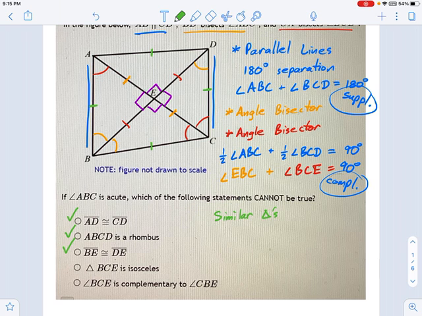BCE isosceles. I don't think so. And the reason I know BCE is not isosceles is because this angle and this angle and this angle are all different things. Okay, none of them are equal to each other, which means none of the sides can be the same, which means, okay, this one is our false statement. This is not true. And then that last one, BCE complementary to CBE, that's one of those complementary angle things we just talked about. So we've got 4 true statements that we don't care about, and there's the false one.